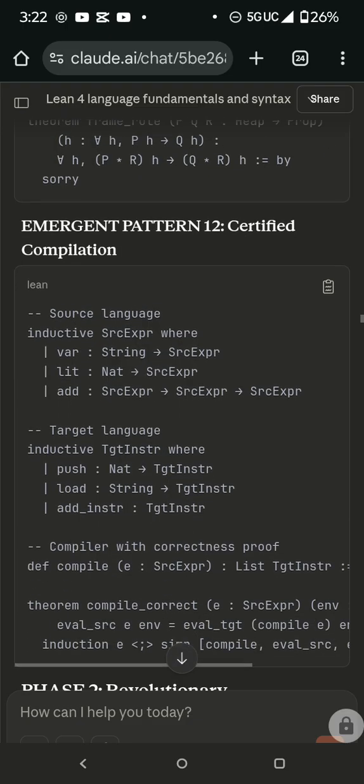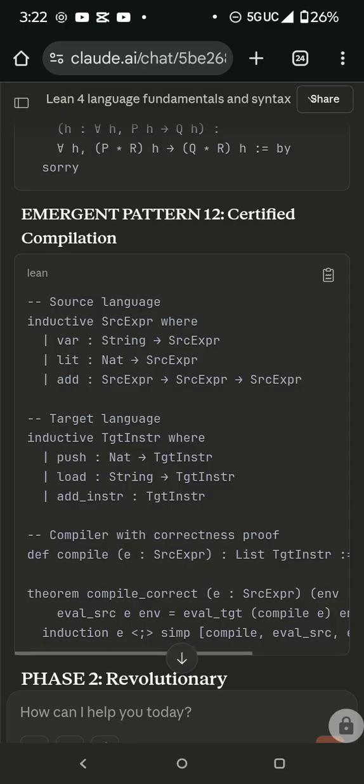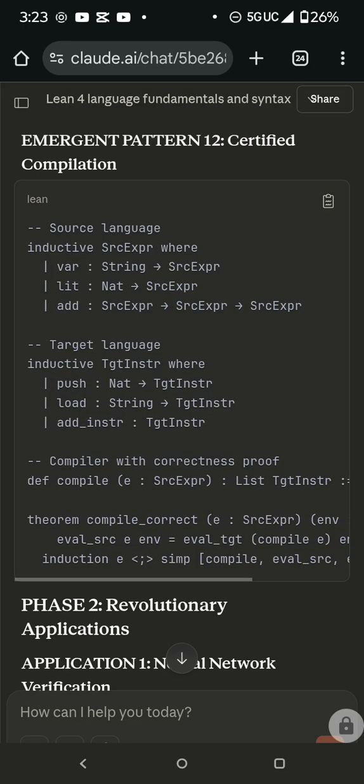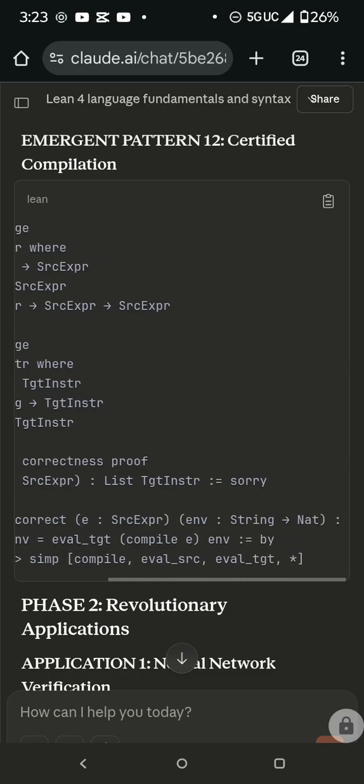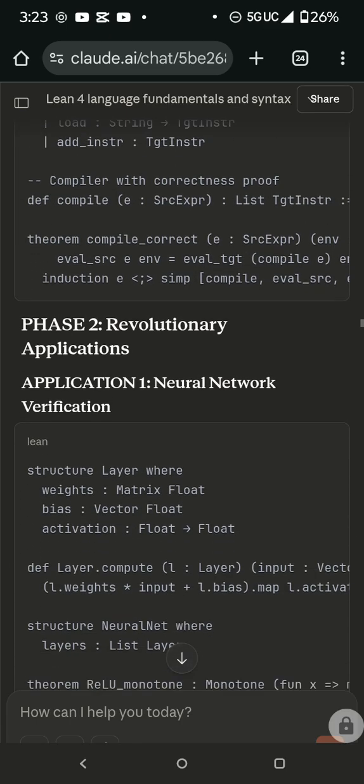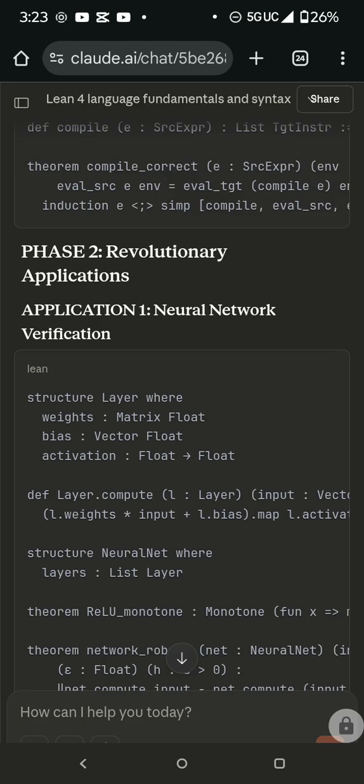Emergent pattern 12, certified compilation. Certified, huh? Source language inductive, source expressor, something like this, where further shown, target language inductive, etc., all is shown. So we get the idea that this is figuring out through its AI insights anything, and heck, even if a lot of this might be wildly off base, some of it isn't, we have enough that we can keep it and permanently change how we use the things and relate to the things and engage with the things. Enhances us and our abilities, right?